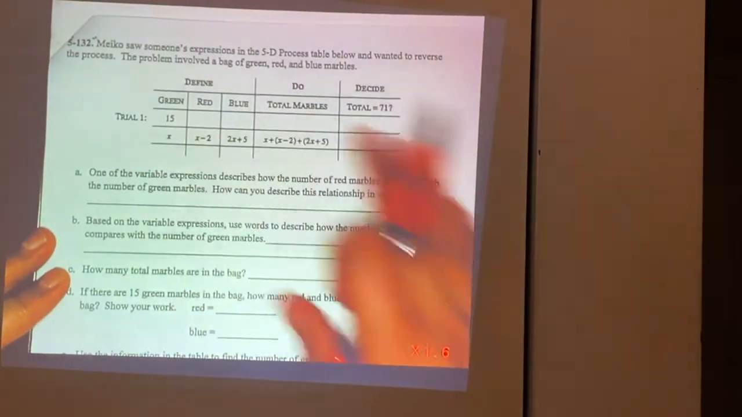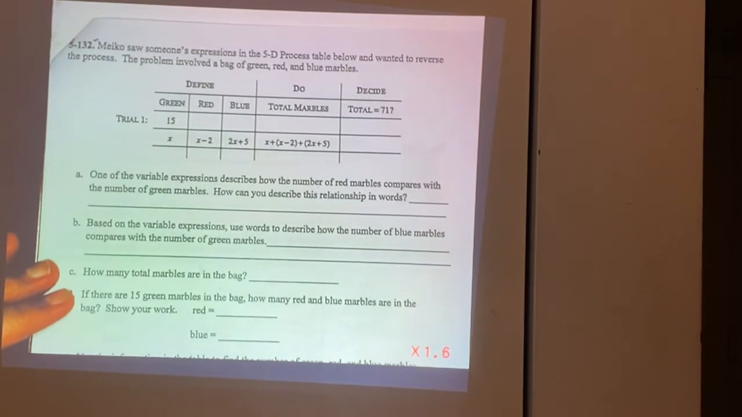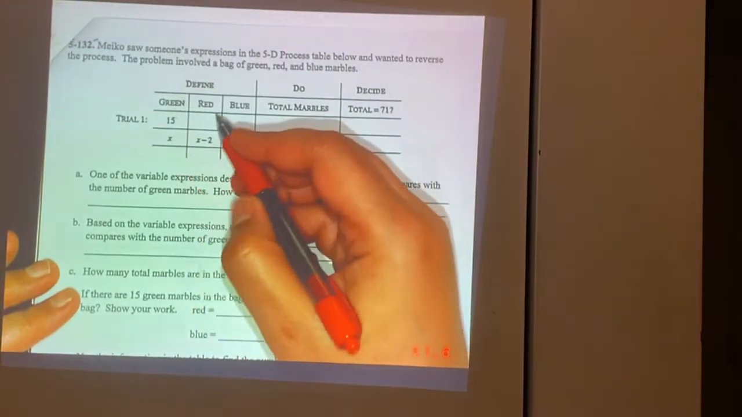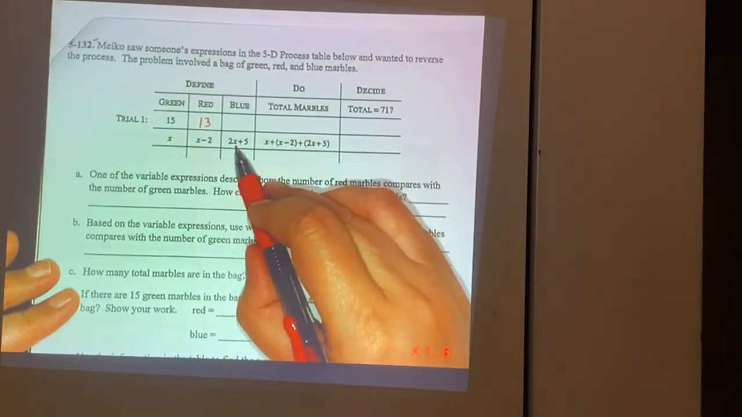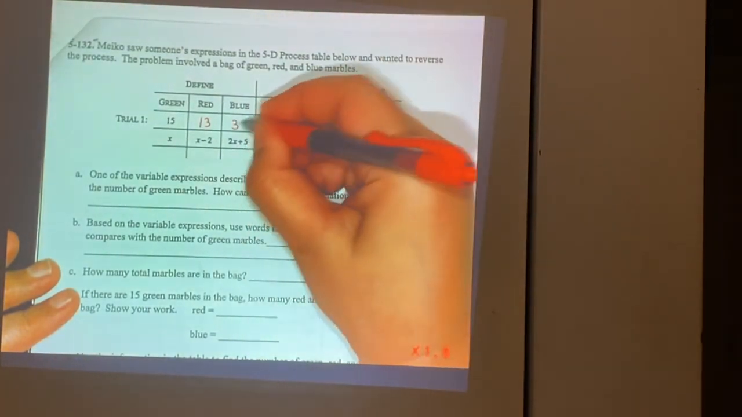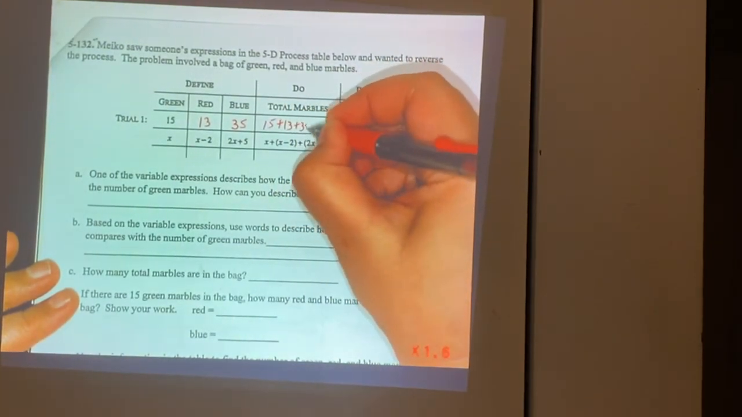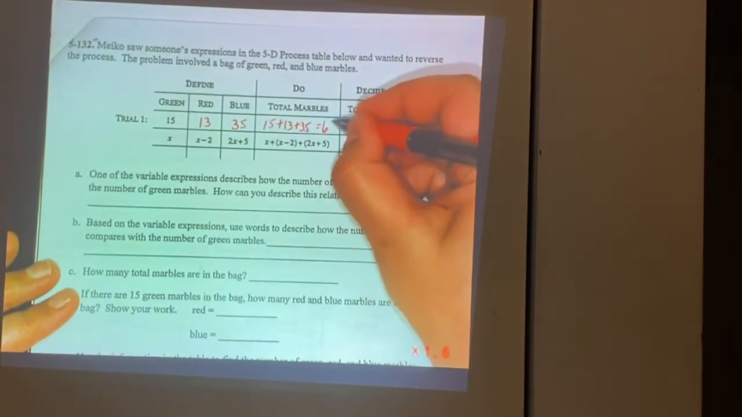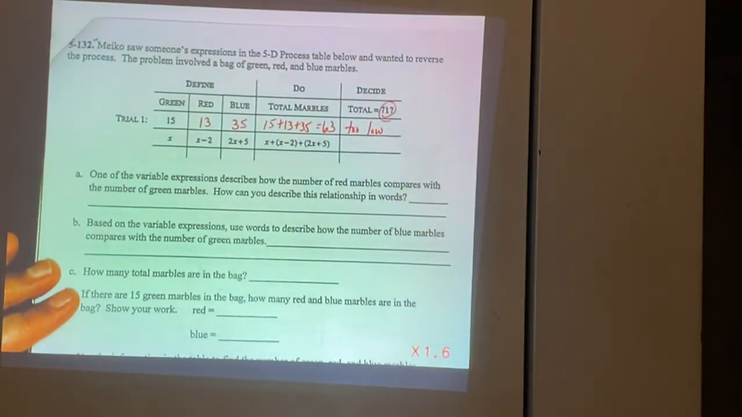Okay, Mako saw someone's expression in the 5D table below and wanted to reverse the process. The problem involved a bag of green, red, and blue marbles. Okay. So if there are 15 green and there's 2 fewer red, there's 13, right? What's 2 times 15? 30 plus 5 is 35. And then we add those up. That equals 63. My target number is 71. This is too low or too small.